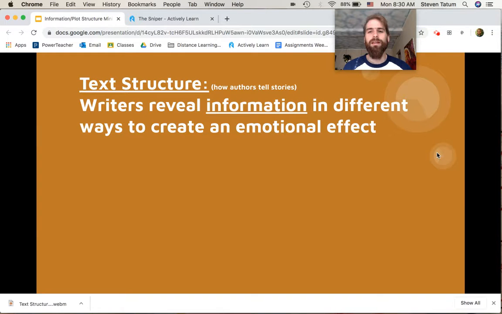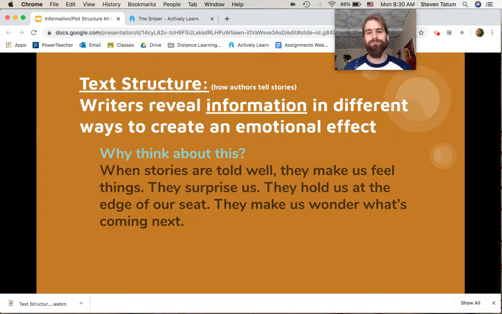Basically, why we're looking at this is that when we're consuming stories, whether that be through reading or watching TV shows or watching a movie, we feel different things. Stories are meant to make us feel things. And sometimes we feel surprise. Sometimes we feel tension. We're on the edge of our seat. Sometimes a little bit of mystery, wondering what's coming next.